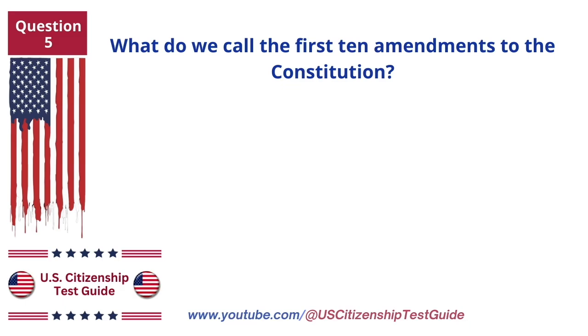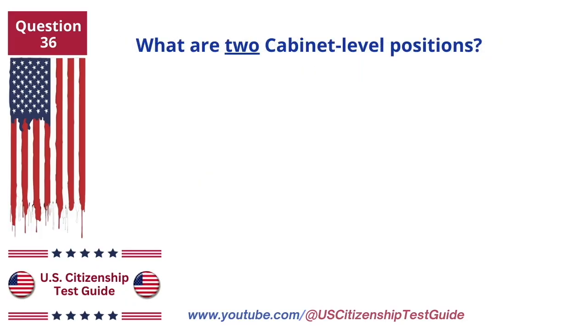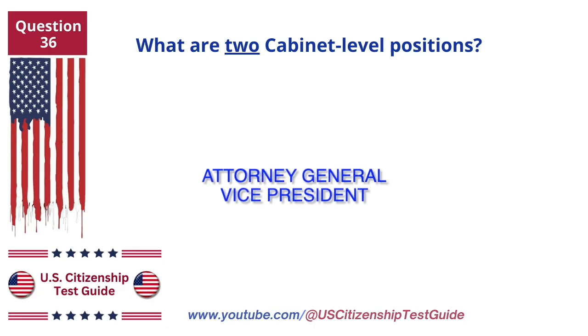What do we call the first 10 amendments to the Constitution? The Bill of Rights. What are two cabinet-level positions? Attorney General, Vice President.